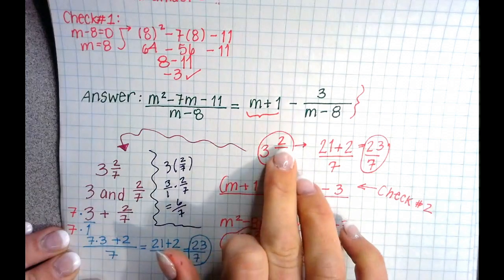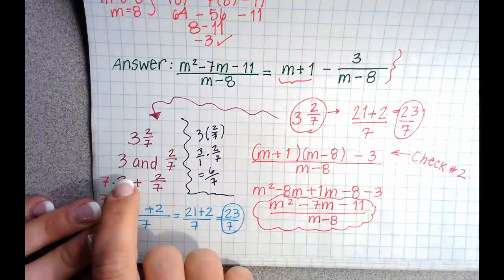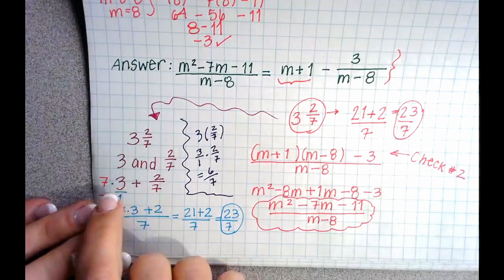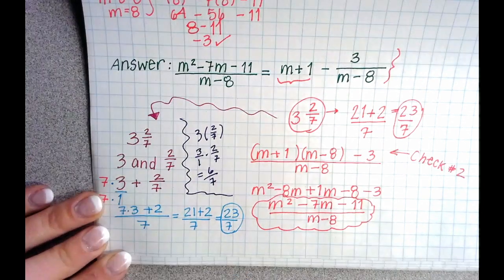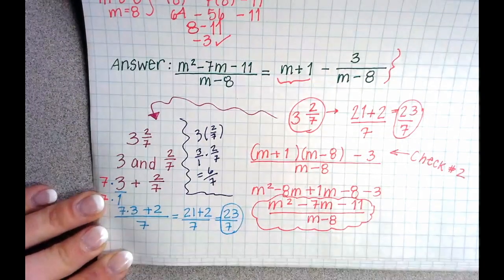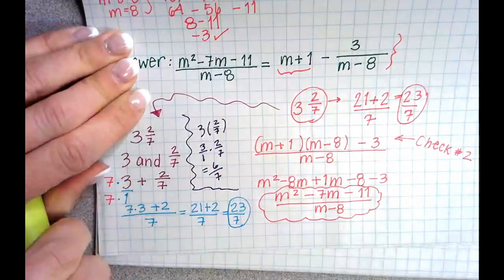3 and 2 sevenths. That's how you would say that. With words, I wrote out the "and." 3 and 2 sevenths. And in math, it's plus. It's addition. So what I have, really, when you were in elementary school, and you wrote out 3 and 2 sevenths without that plus sign.